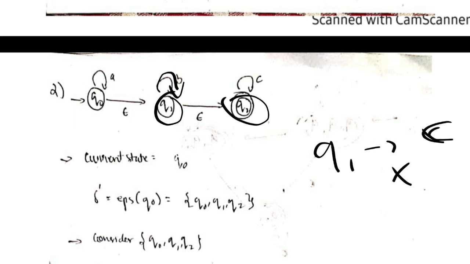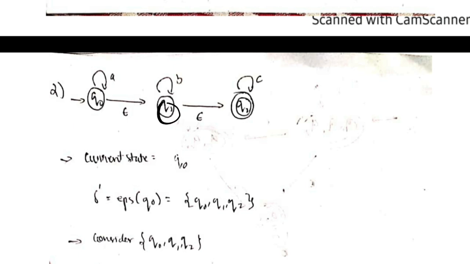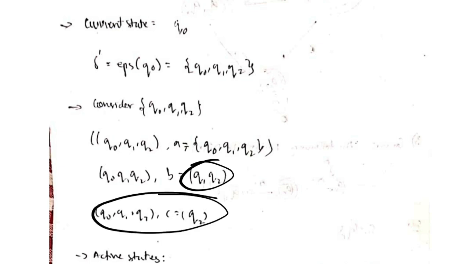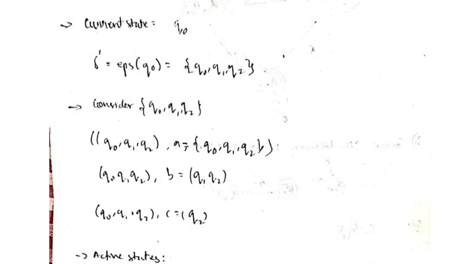So I'll have two paths here from q1 through B, which is q1 and q2. Therefore I'll write here q1 and q2. Same thing for C also. I just have the path q2, so I'll write here q2.